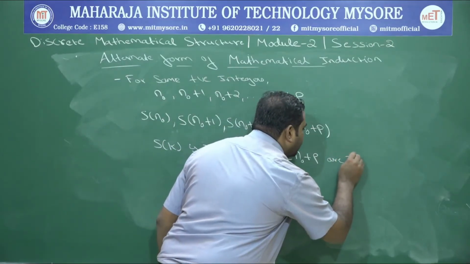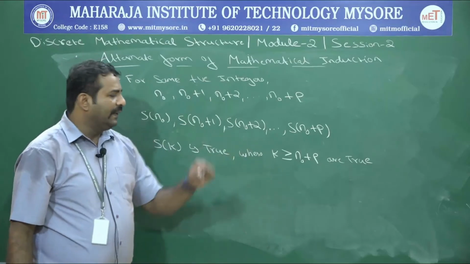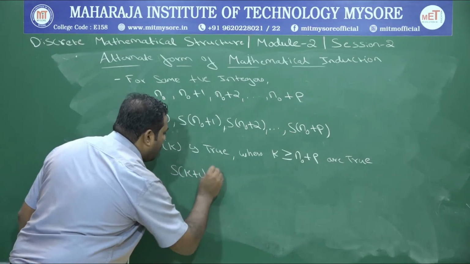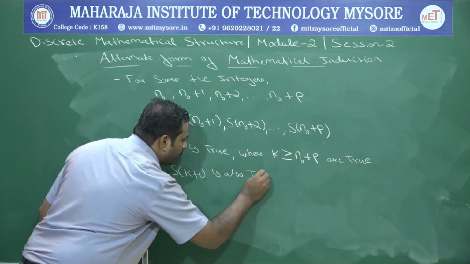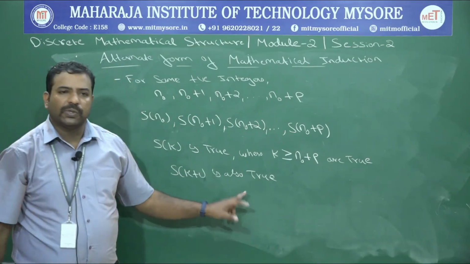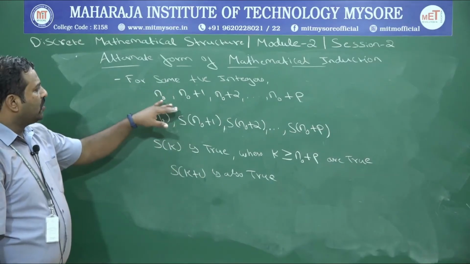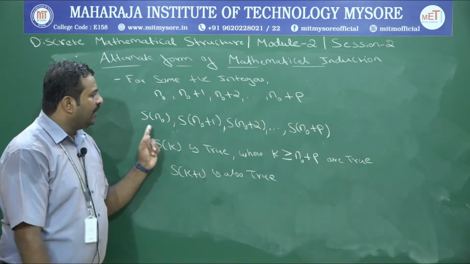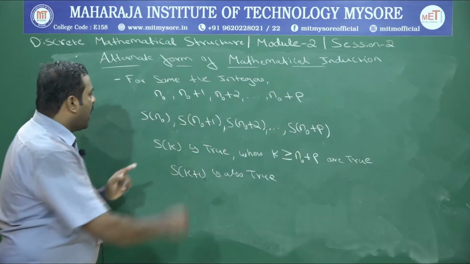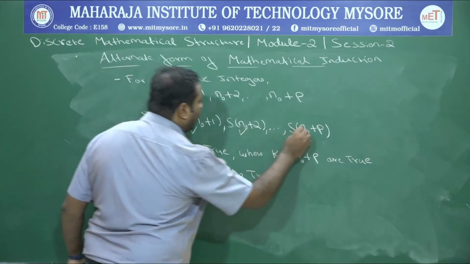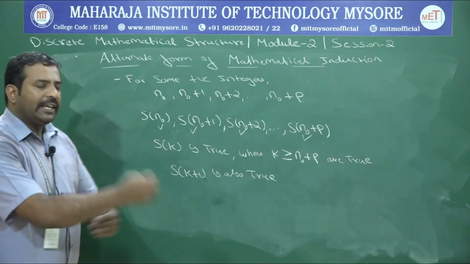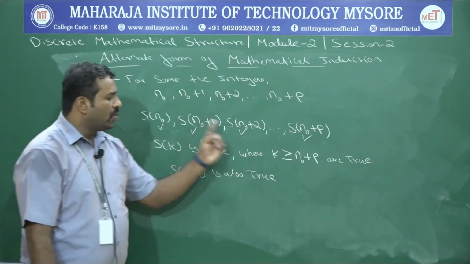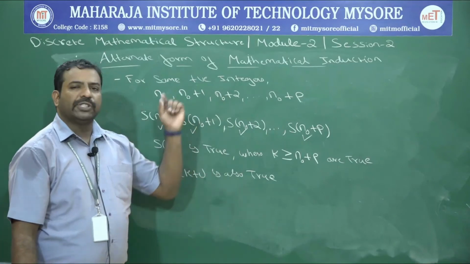Now this assumption I make. Keeping this assumption in mind, I am going to say that S of k plus 1 is also true. Just check it out: I take a few integers and check that the statement is true for them. If it is true for all the cases I am considering, the remaining elements are assumed true. Hence S of k plus 1 is also true. These are the assumptions we make.